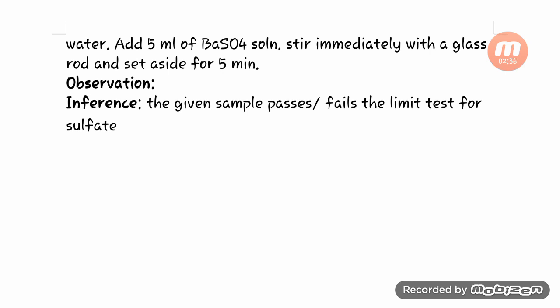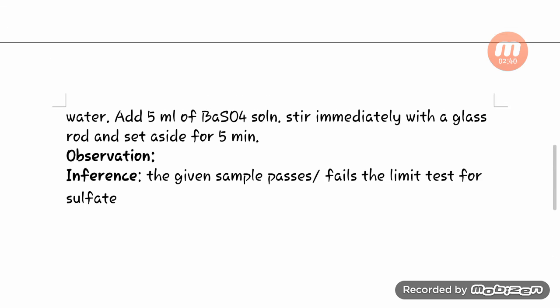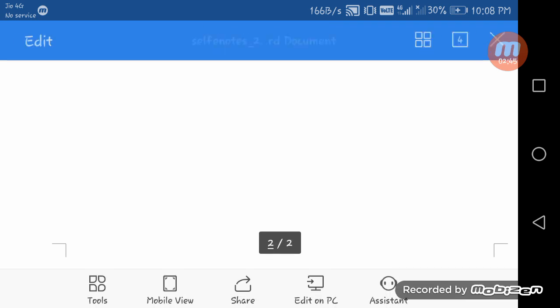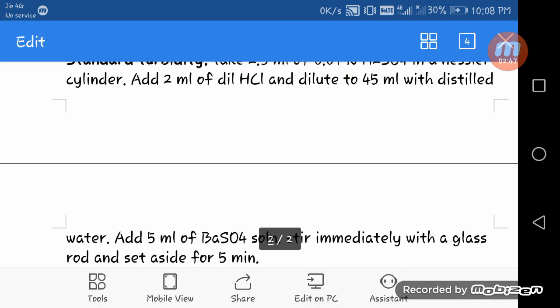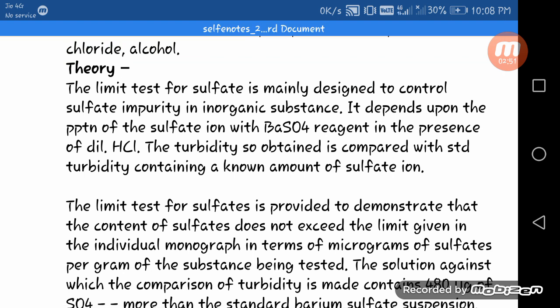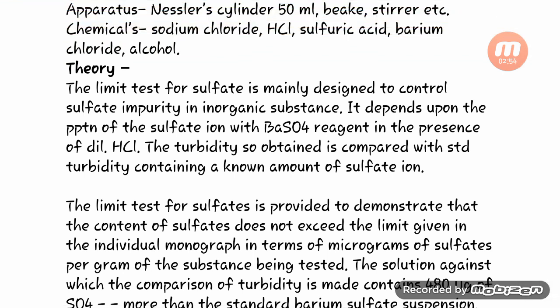Then in observation and inference, the given sample passes or fails the limit test by seeing the white turbidity which appears in this test. So I hope you will understand the sulfate limit test. This we will also perform in the pharmaceutical analysis lab.